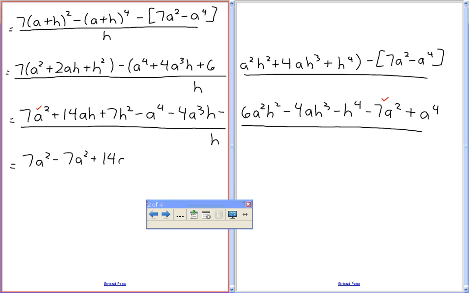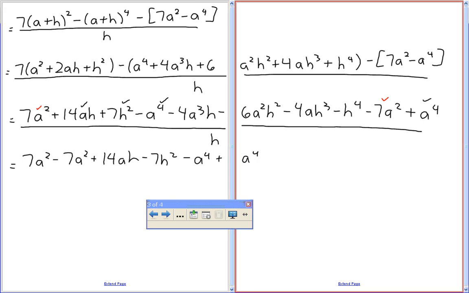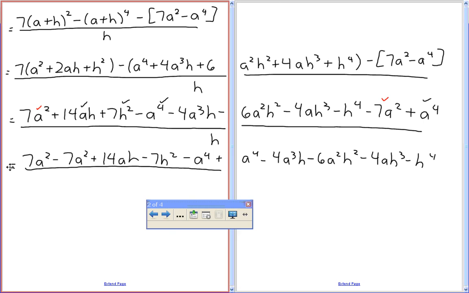Then I'm going to write my ah's. Is there any more ah's? No, there aren't. I'm going to do my h squares. Or anything else? No, there isn't. a to the 4th and then plus a to the 4th. And then minus 4a cubed h minus 6a squared h squared minus 4ah cubed minus h to the 4th, all over h. What are you doing? I'm just collecting like terms, that's all I'm doing here.